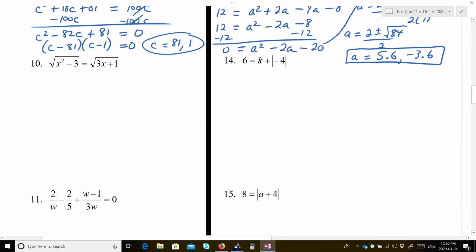Awesome, let's check out number 10. Square root of something equals the square root of something else. So just square both sides. And we get x squared minus 3 equals 3x plus 1.